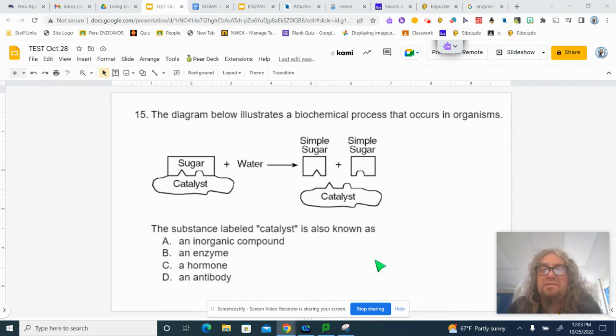The diagram below illustrates a biochemical process that occurs in organisms. All right, we've got sugar with a catalyst plus water, now two simple sugars with this catalyst. The substance labeled catalyst is also known as A, an inorganic compound, B, an enzyme, C, a hormone, D, an antibody.